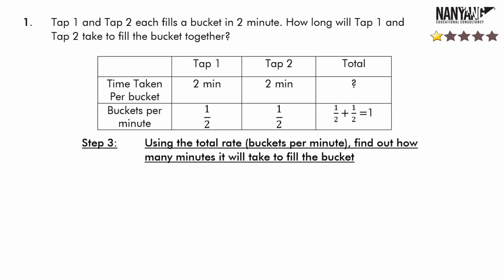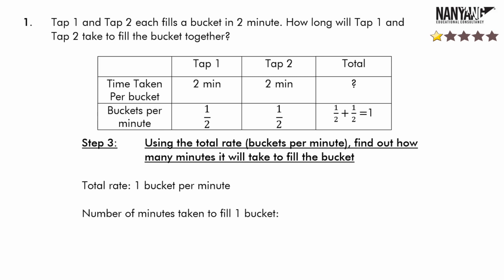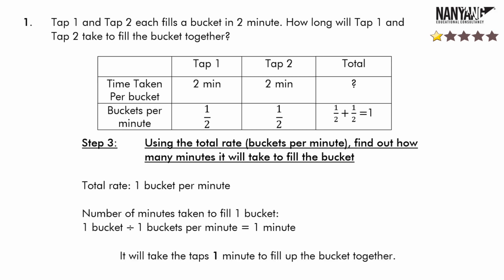Now with this table, we can use the total rate to find out how long it takes to fill the bucket. So let's see, the total rate is 1 bucket per minute. So the number of minutes taken to fill 1 bucket would be just 1 divided by 1. So it would take 1 minute to fill up that bucket if they work together.